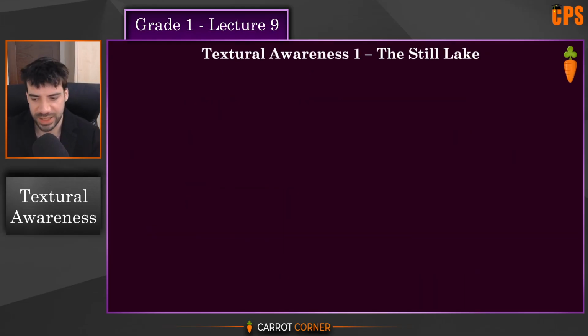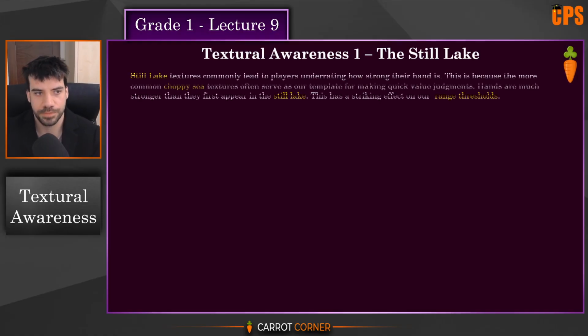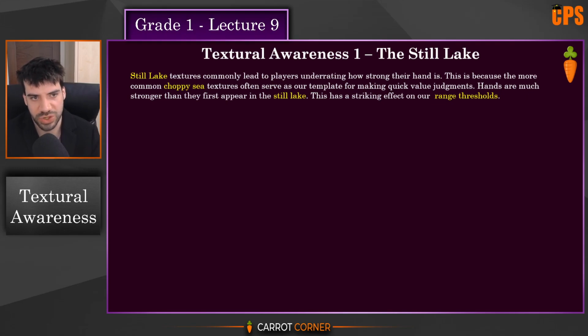Let's practice this with reference to the types of board that we've been learning to distinguish thus far. We'll start off with the still lake. Let me remind you that still lake textures commonly lead to players underrating how strong their hand is. This happens usually in practice because of the more common choppy sea textures, and they are by far more common. It's actually really difficult to have a still lake texture, in the same way that it's really difficult in deuce to 7 triple draw to have 7 high. You have to just miss absolutely everything in order to have that.